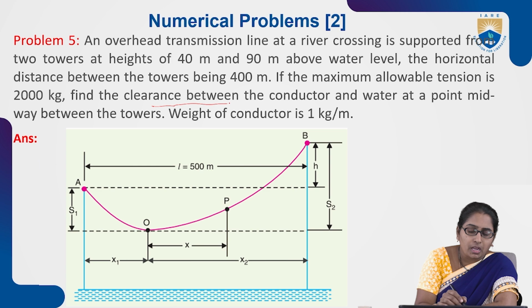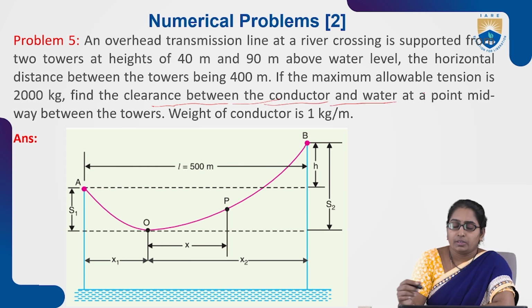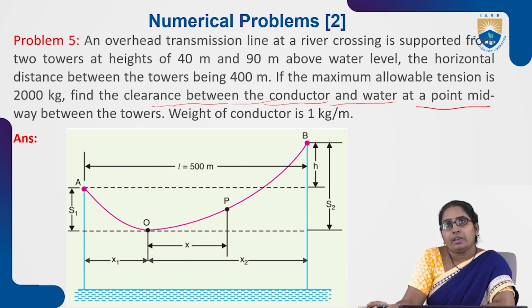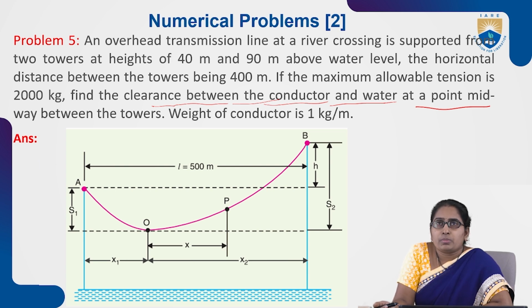Here they ask for the clearance between the conductor and water at the midpoint only. Like the previous problem, but here only one thing is asked. So it's the same setup, with two towers of different heights, 40 meters and 90 meters.